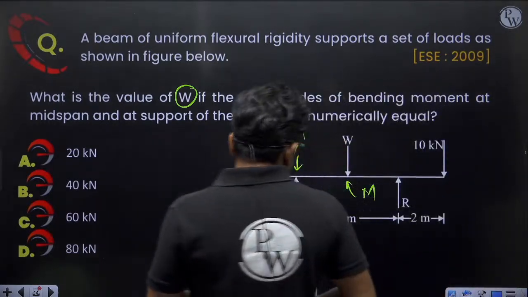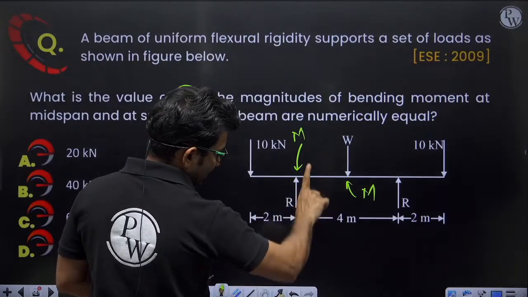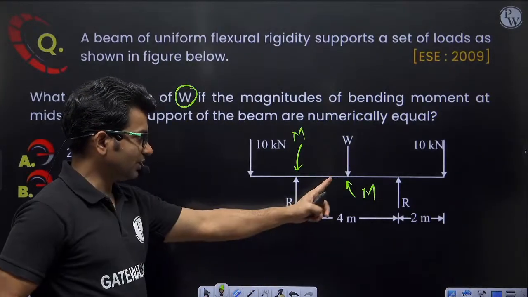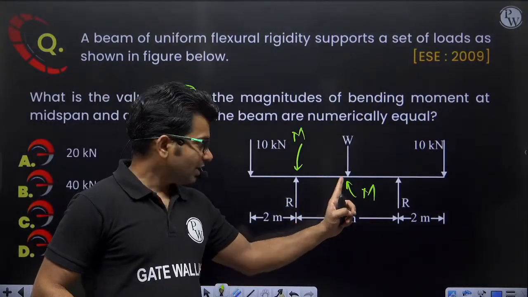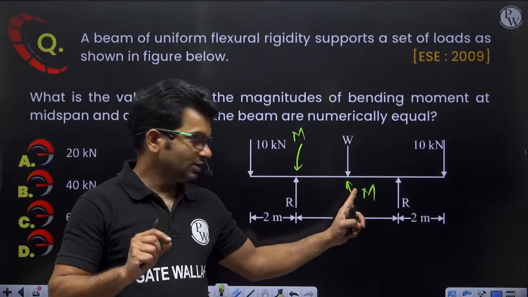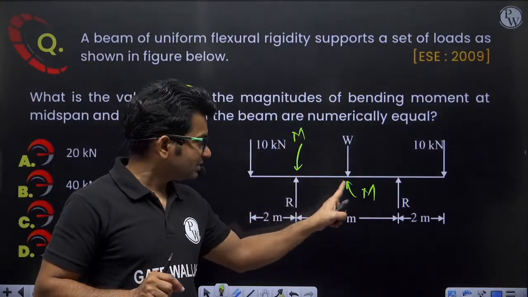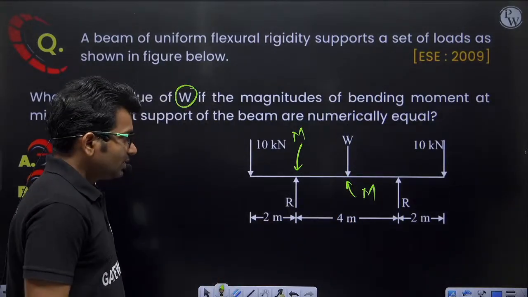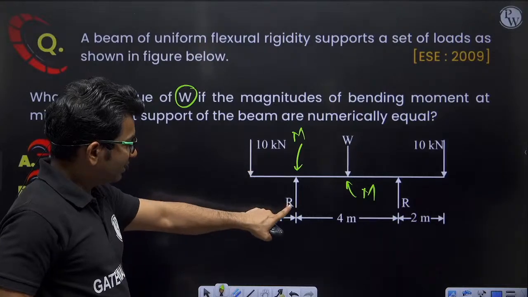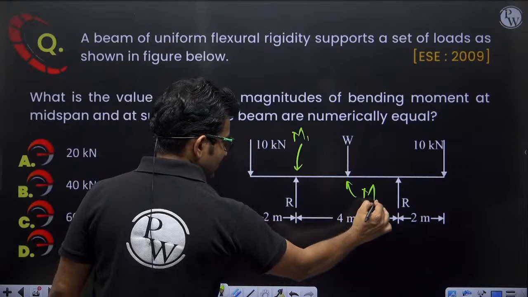And because of R, what will happen? This will be giving me positive, so here I will be getting positive bending moment. But whatever is the magnitude of negative bending moment here, the same magnitude of positive bending moment should be here. Now to calculate the value of negative bending moment, it is very easy. Let us say this is M1, this is M2.